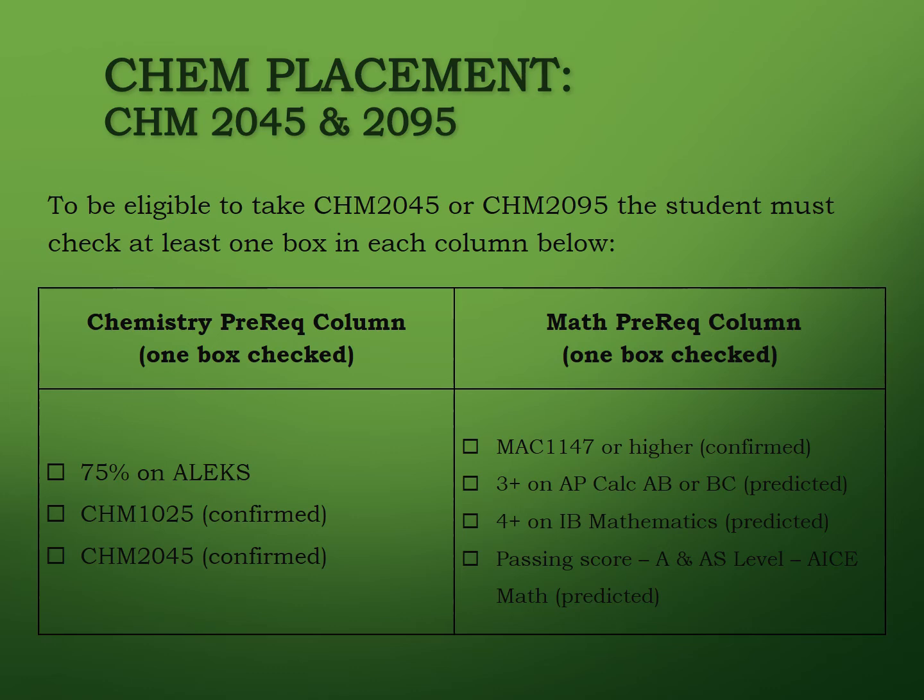As a reminder from what you learned in class, you need to have one box checked in each of the columns. You've got our chemistry column and our math column, and there are a couple of different boxes available to check in each. There needs to be a checkbox on each side, and you'll notice that there is no 75% on ALEKS on the right side. The math prereq column has to have some sort of class, whether it's Mac 1147 through dual enrollment or AP Calc or IB or ACE, whatever it might be, but something has to exist course-wise for the student to be able to take Chem 2045 or 2095 in the fall.